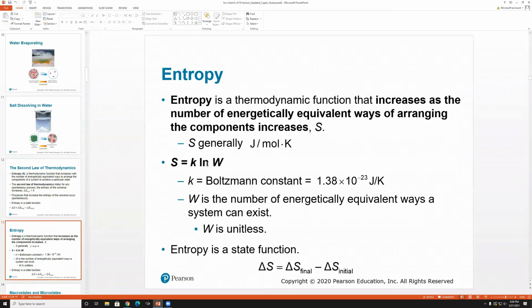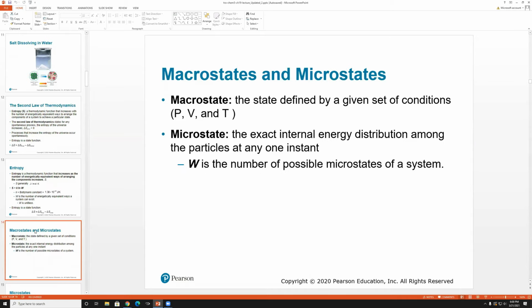And then we have this equation, which we'll go over in lecture. S equals k natural log of W. k is the Boltzmann constant, and W is the number of energetically equivalent ways the system can exist. And we'll talk about the ways the system can exist when we go over microstates and macrostates. So that's exactly what we're going to do now.